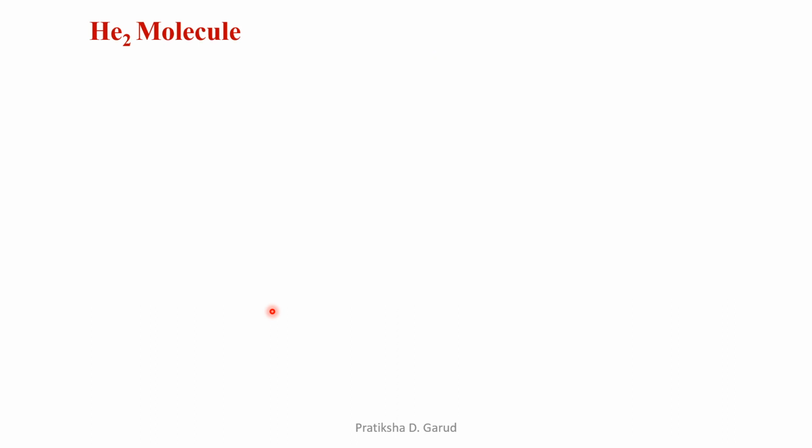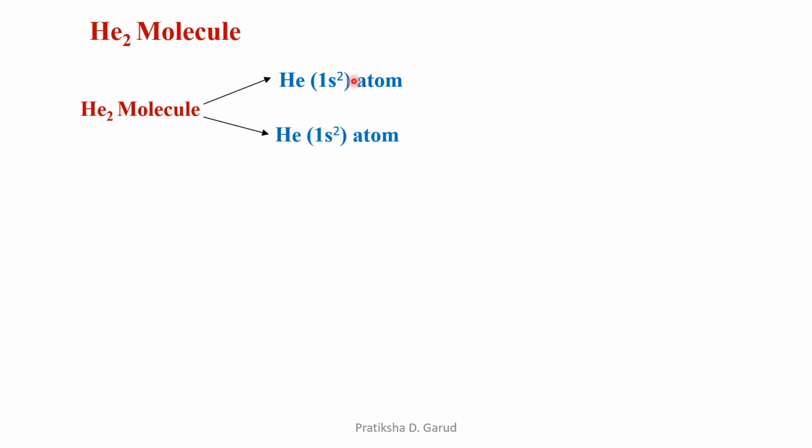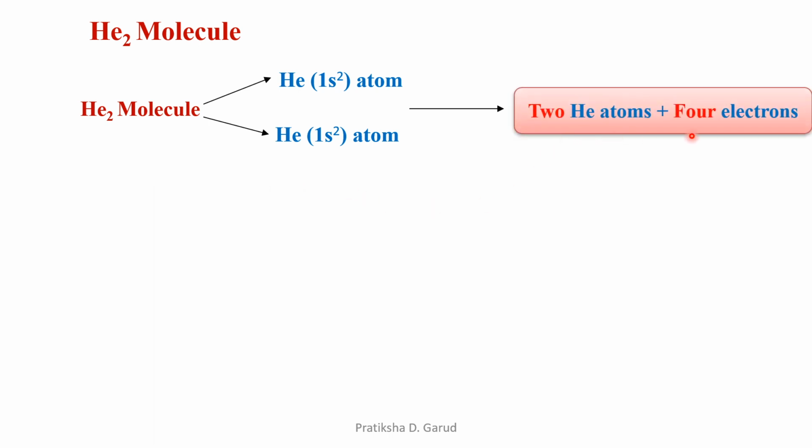Now let us move to the third, that is the He2 molecule, the helium molecule. So what is this helium molecule? The structure, He2 molecule, indicates that there are two helium atoms. So we can say that it consists of one helium atom with the electronic configuration 1s2 and the second helium atom with the electronic configuration 1s2. That means there are two helium atoms and a total of 2 plus 2, 4 electrons. Hence, this He2 molecule consists of a total of 2 helium atoms and 4 electrons, right?